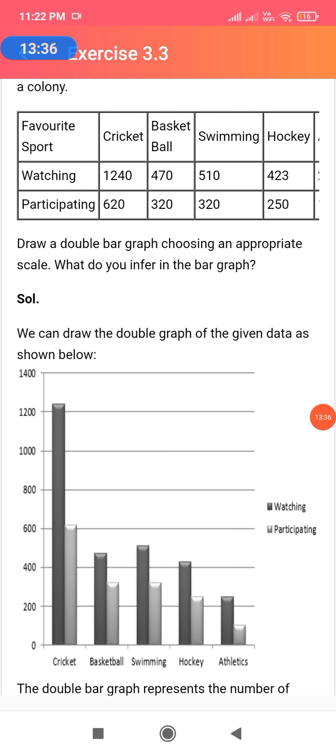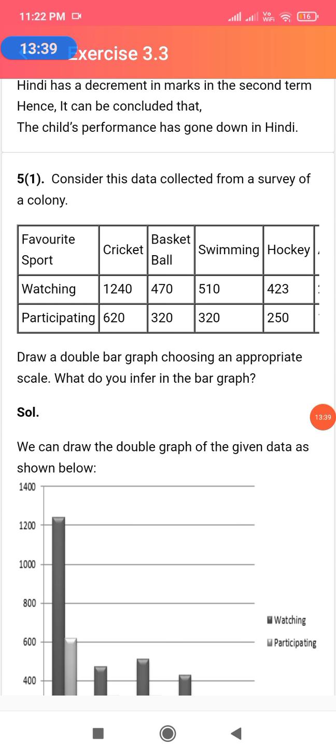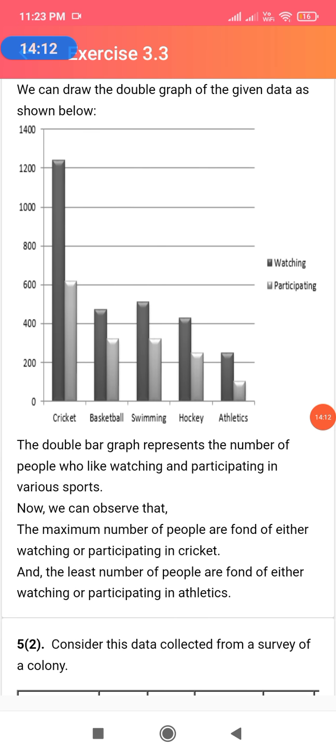Next, consider this data collected from a survey of a colony. Draw a double graph. As I told you, you will draw a double graph. And what do you infer in the bar graph? What is the inference? The favorite sport. So that is the inference we will be giving from the graph, like watching and participating.